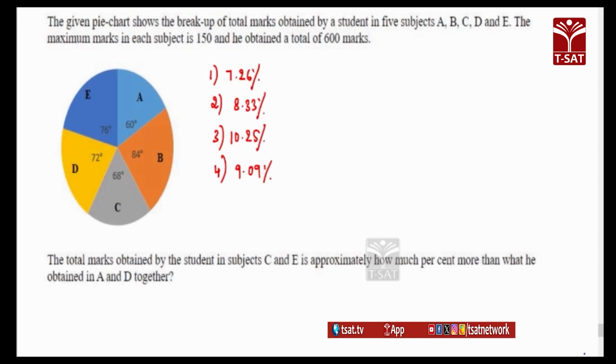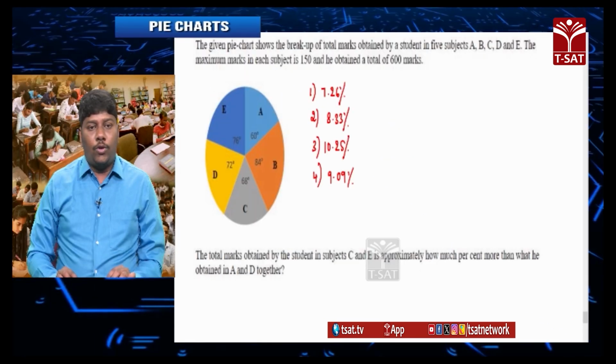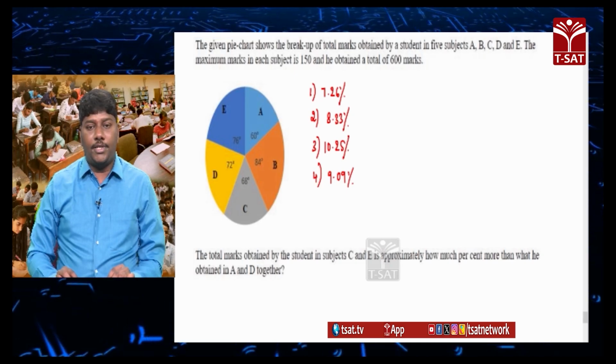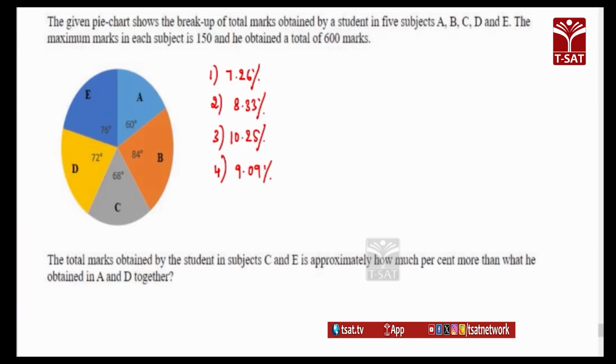Now the last one. The given pie chart shows the total marks obtained by the students in the subject C and E, approximately how much percent more than he obtained in A and D together. He is asking you percentage more. Percentage more is nothing but percentage increase when compared to A plus D to C plus E. A plus D, if you look at A plus D, 60 plus 72, 132 degrees. C plus E, it is 68 plus 76, it is 144.